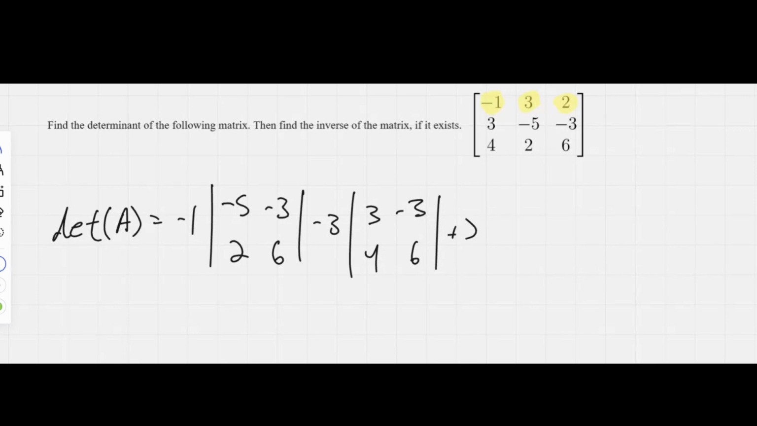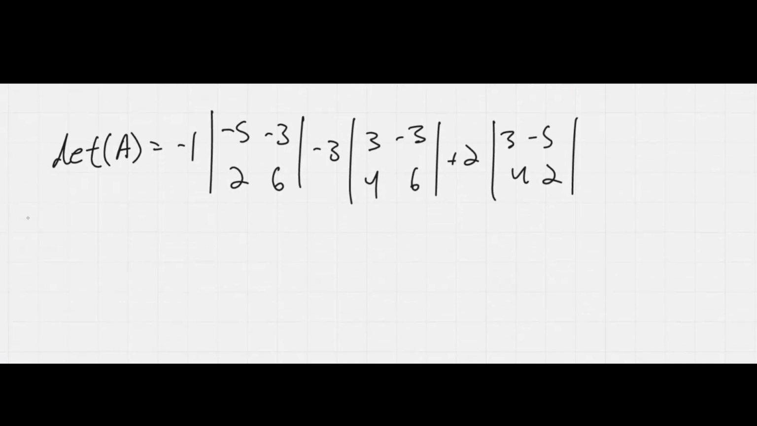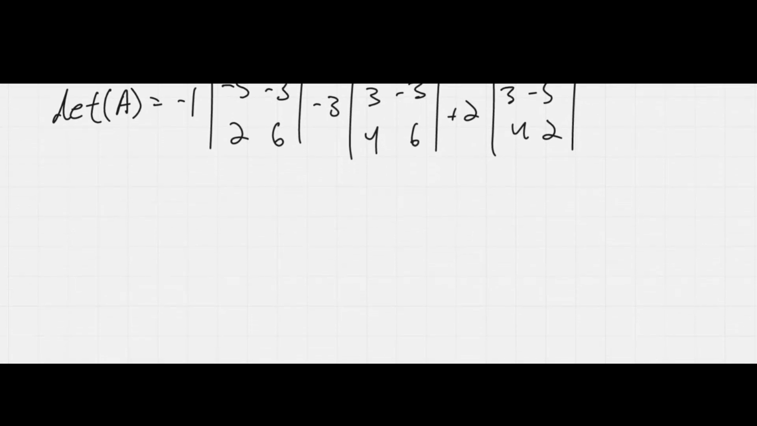Finally, we're adding that to 2 times the determinant of the third minor matrix, which is 3, -5, 4, 2. All right, so we have the expression that we need to compute, essentially. And so now let's actually find the determinant of the given matrix.